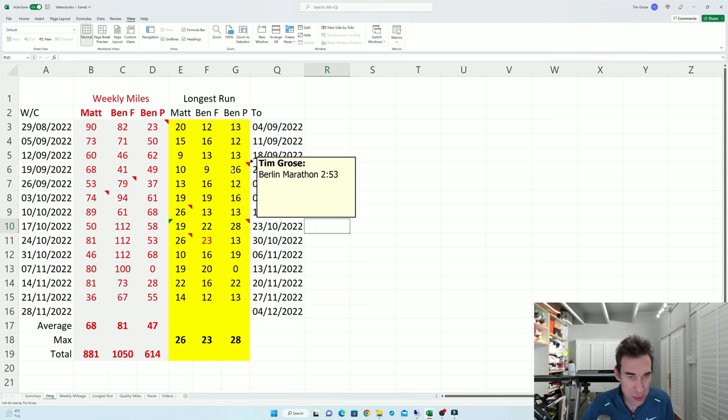He also, of course, ran the Berlin Marathon in 2:53, so both Matt and Ben had run marathons in the build-up to another marathon, which I think is interesting. Ben's longest run was actually the shortest of the three, 23 miles. He didn't really do too many long runs continuously. All his longer efforts were in longer sessions.